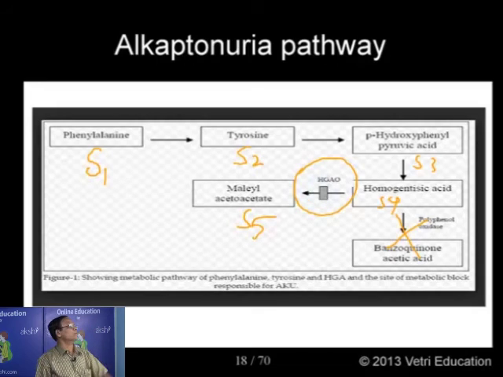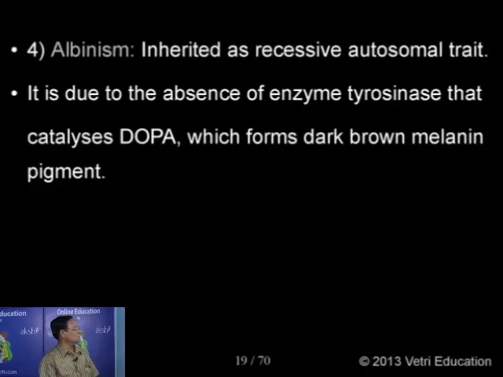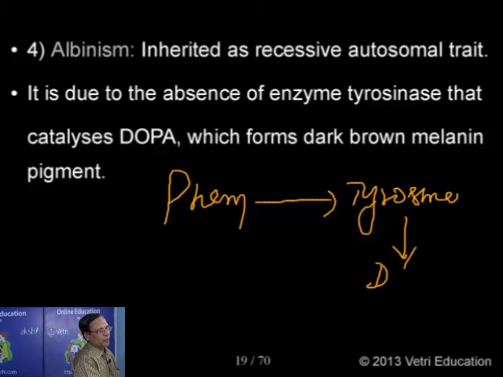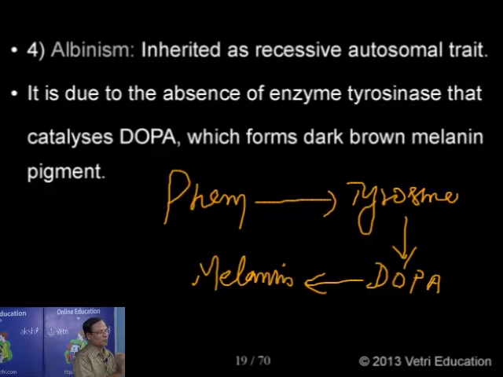Now the disorder albinism, that is white colored skin. This is because of the absence of melanin pigment. The same biosynthetic pathway but with a little bit of bifurcation. So once again we are taking this phenylalanine. It is converted into another amino acid called tyrosine, and this is converted to form DOPA, and then melanin. This is the normal pathway.